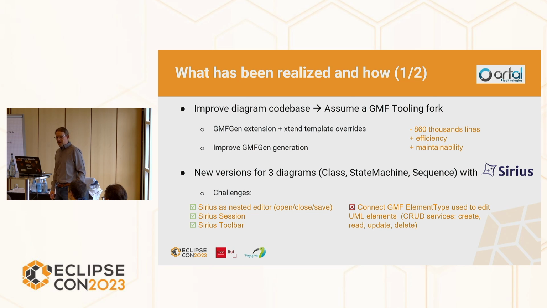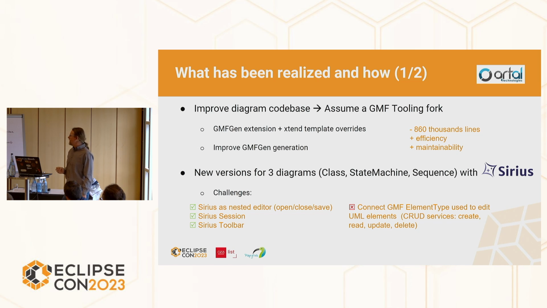We met several challenges. Firstly, embedding Sirius as a nested editor of Papyrus. We met challenges with the open, close, save action mainly. We also need to manage the Sirius session that is in charge of the editing domain of the undo-redo action. We had challenges with the Sirius toolbar that initially refused to provide all its components in the Papyrus integration.